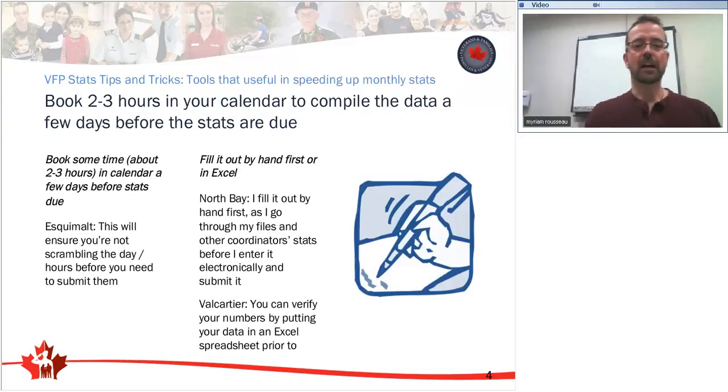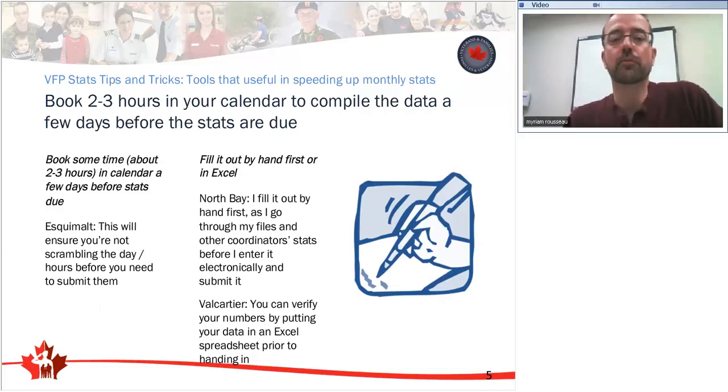Okay, so in terms of the next one, tools that are useful in speeding up monthly stats. So what would those be? Really, a key one here was to book 2 to 3 hours in your calendar to compile the data a few days before the stats are due. That was a popular one, and that ensures that you're not scrambling the day of or hours before you need to submit them.